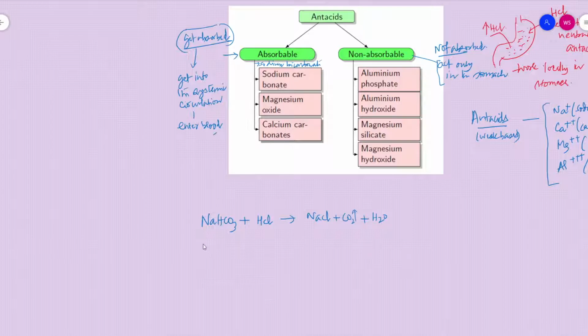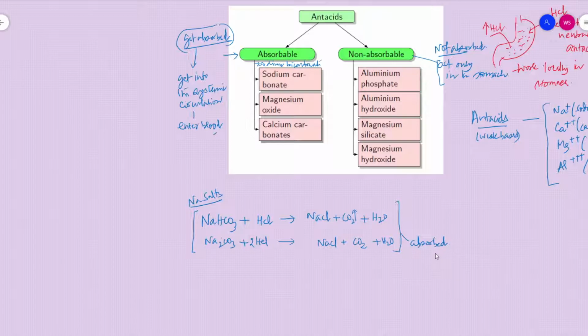Let's look at sodium carbonate. Again, it reacts with HCl. What does it form? It forms sodium chloride, then carbon dioxide plus water. So let's balance this. So these are sodium salts, and this is what they form. And we said that they get into the systemic circulation. They are absorbed.